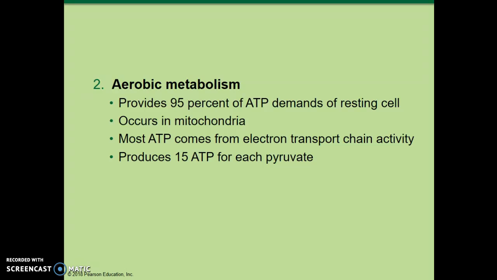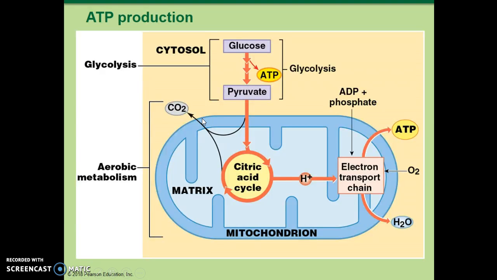Now, if those 2 pyruvate continue to be broken down further, they will enter the mitochondria, be broken down further, and you'll get much, much more ATP. 15 ATP per pyruvate, that would be 30 for a glucose molecule. A lot of ATP. So that process of glycolysis takes place in the cytoplasm.